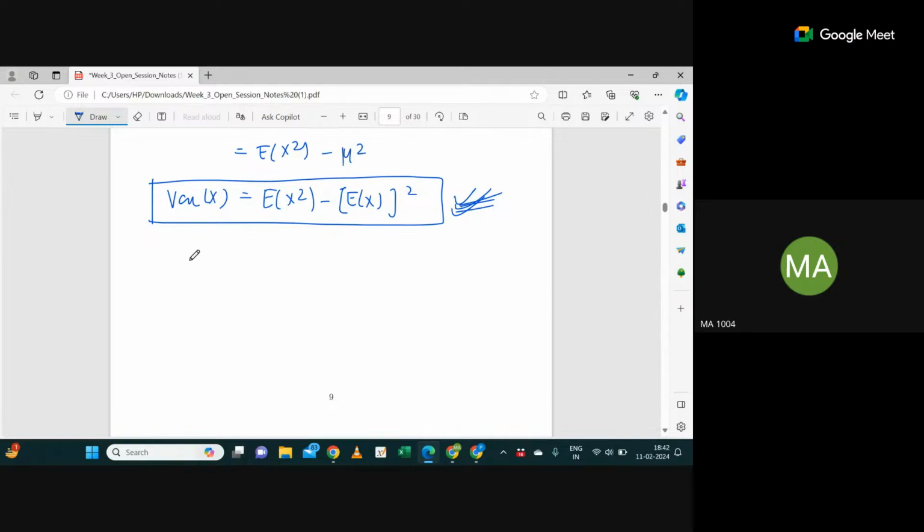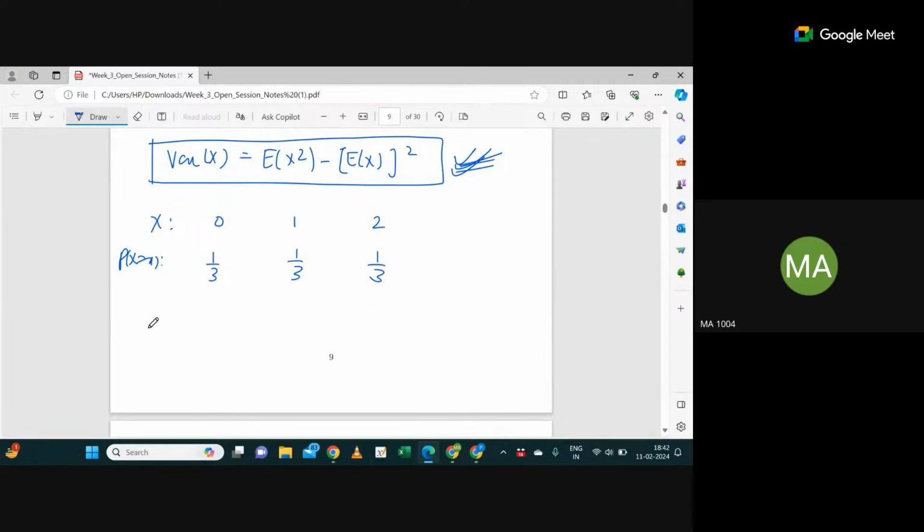Okay, let's do one problem. So if you see, for x equal to 0, 1, 2, what was the probability? 1 by 3, 1 by 3, 1 by 3, correct? And what was the expected value of x? How will you compute it? First of all, expectation of x is x into P of x.